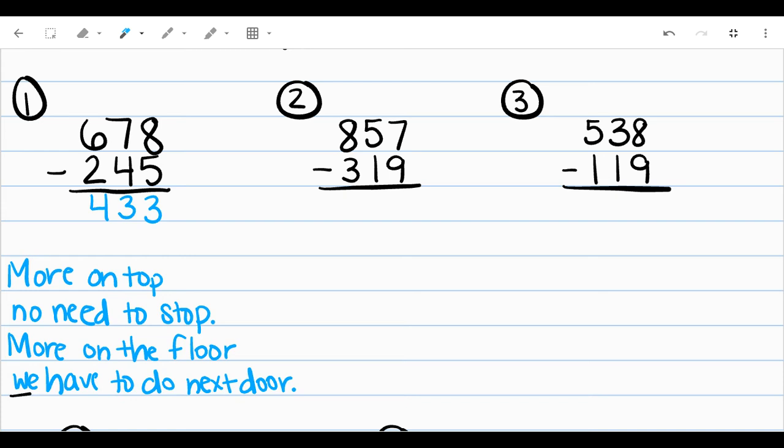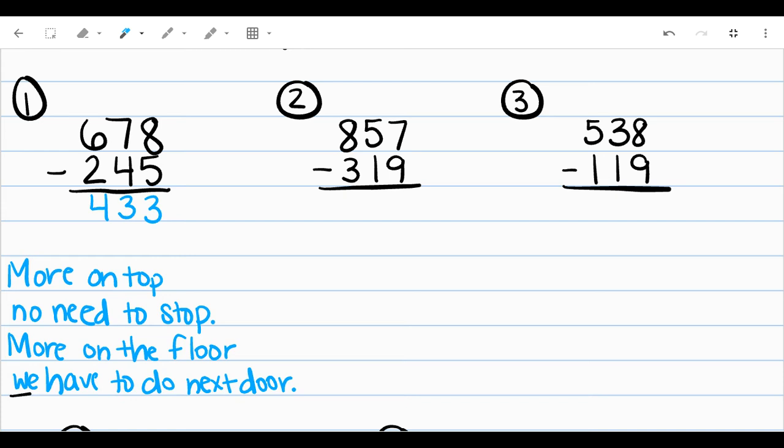Remember, when we are subtracting, we're finding the difference between two numbers. That's what we call our answer. Now, in that one, we didn't have to borrow or regroup. We could subtract straight down because the 8 was bigger than the 5, the 7 is bigger than the 4, and the 6 is bigger than the 2. So we were able to take away from each of those place values without having to regroup or borrow.